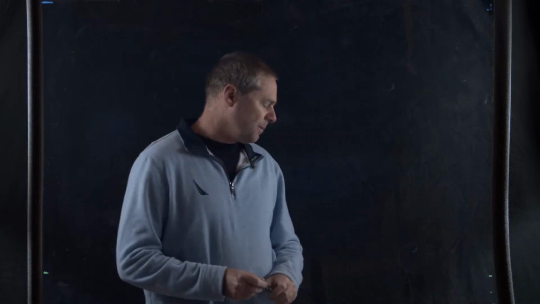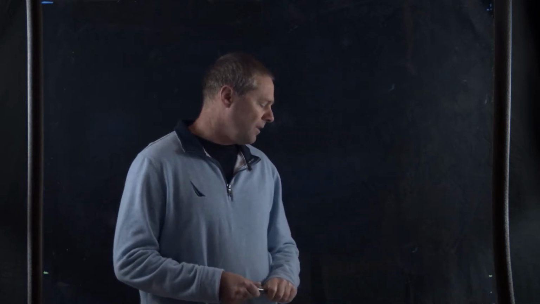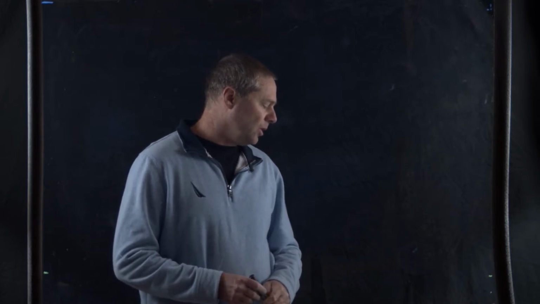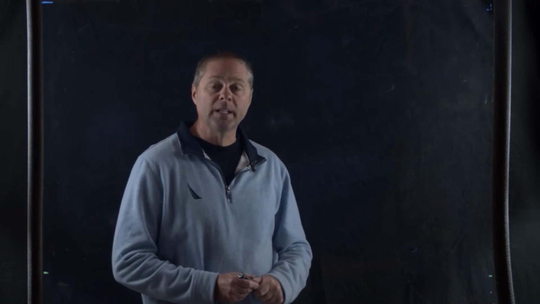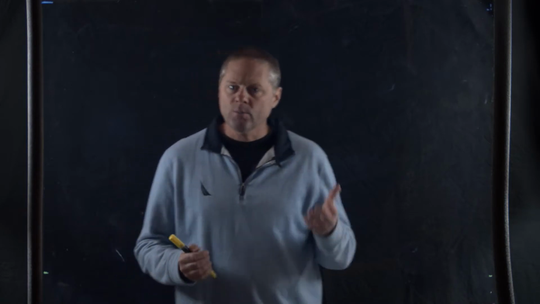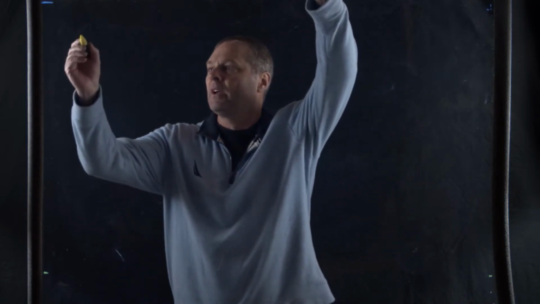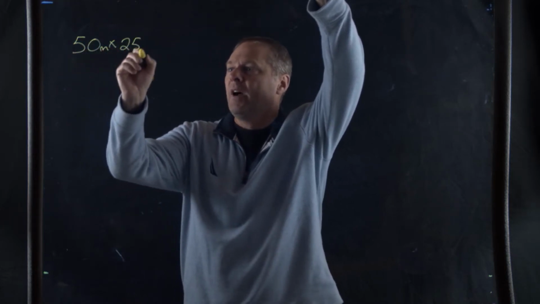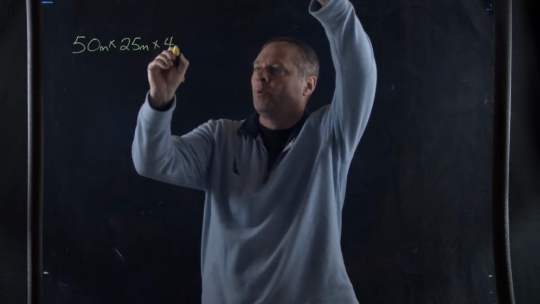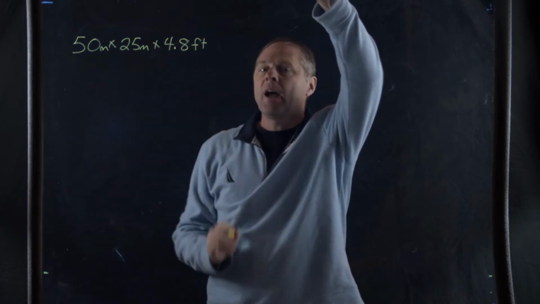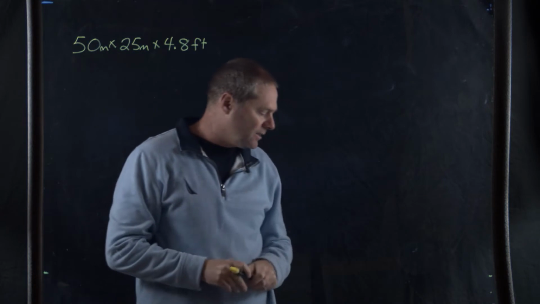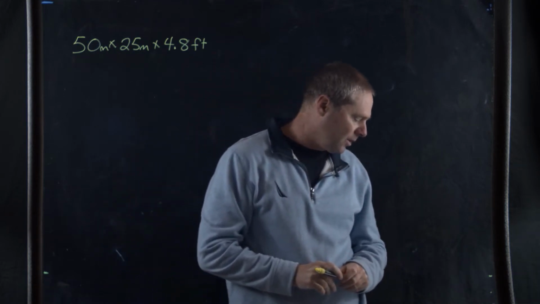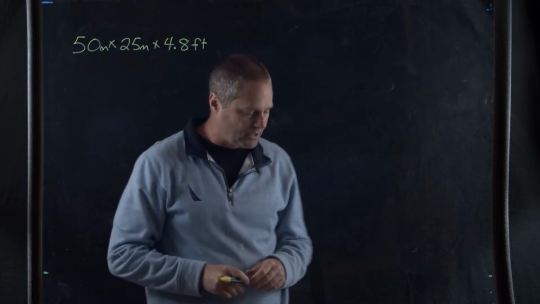An Olympic-sized swimming pool is 50 meters long by 25 meters wide. How many gallons of water are needed to fill the pool to an average depth of 4.8 feet? So we can find the volume from this. We know that this is going to be 50 meters by 25 meters by 4.8 feet, and we need to find the volume. Now, it gives us in the problem that the density of the water is 1 gram per milliliter or 1 gram per cubic centimeter.